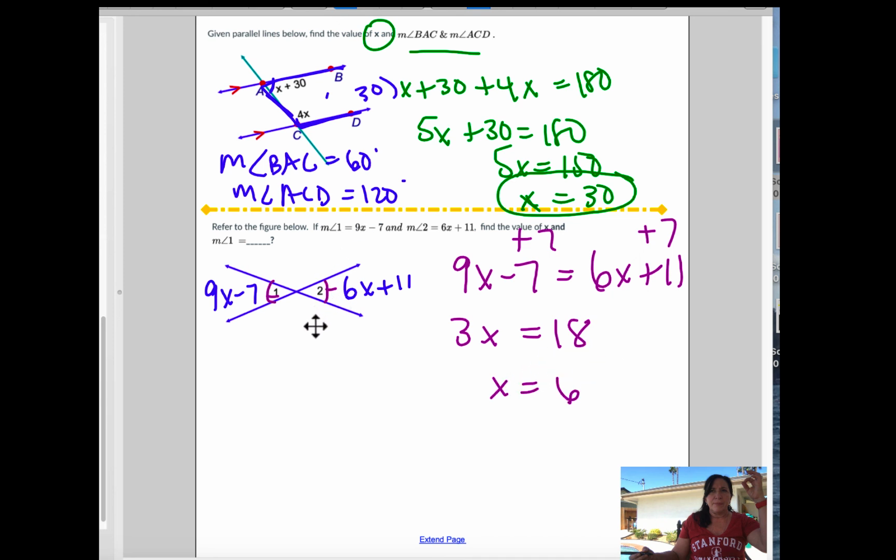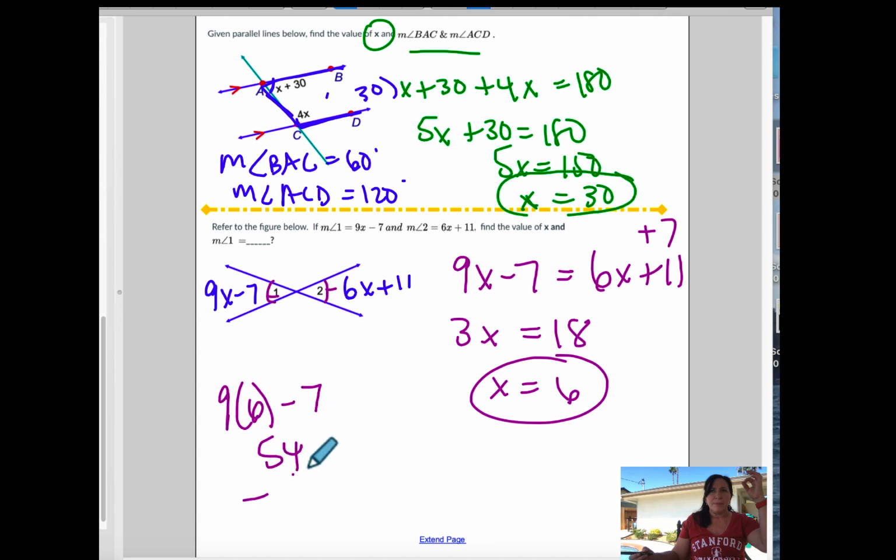Now, okay, did it ask me for x? Yeah. It said, up here, find the value of x and the measure of angle 1. Now, so x is 6. Angle 1, you should know, is the same value as angle 2, right? Okay, so we've got 9 times 6, 54, minus 7. So what's 54 subtract 7, right? That's 47. And so this angle here is 47.